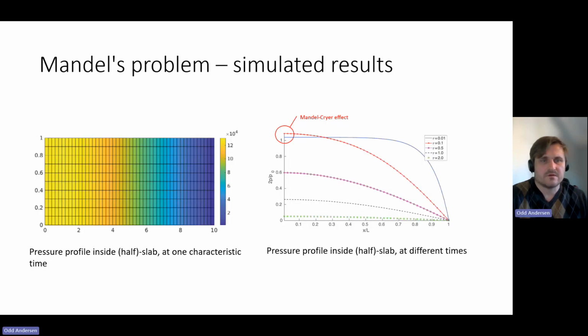So we here see the result of the simulation. The right side plots the fluid pressure profile from the center of the domain out to the right boundary for different points in time. We see that the pressure generally decreases over time, except for the very beginning at the center of the model, where we observe the Mandel-Cryer effect, circled here in red.